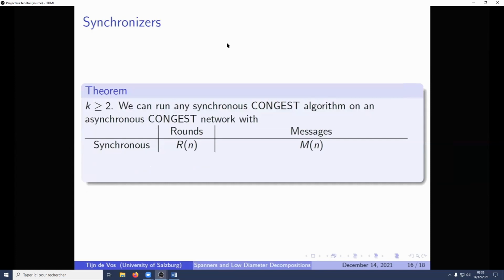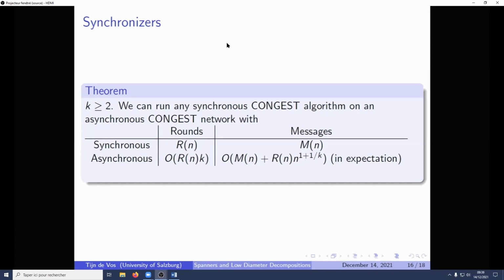If the synchronous algorithm has r rounds and m messages, then we can get r times k rounds, and m plus r times n to the power 1 over k messages. So that's the size. The size is an expectation, while the number of rounds is always k. It's exactly our result. And this is quite a standard thing.